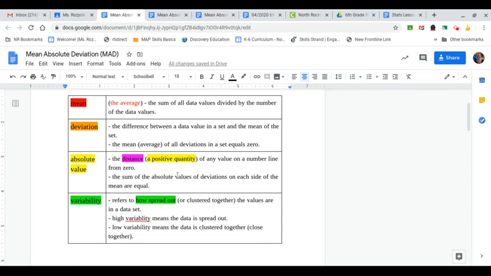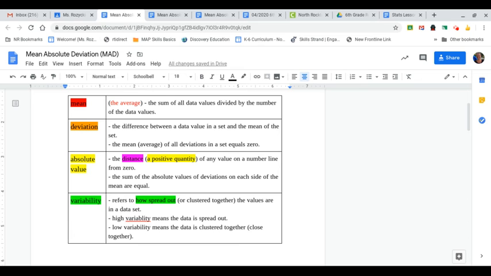Absolute value we've talked about in the past as the distance from zero. For instance, negative 15 has an absolute value of 15. It's 15 spots away from zero. Positive 15 would also have an absolute value of 15 because it's 15 spots away from zero as well. When we're talking about absolute value today, we're going to be talking about the distance each data value is from the mean.